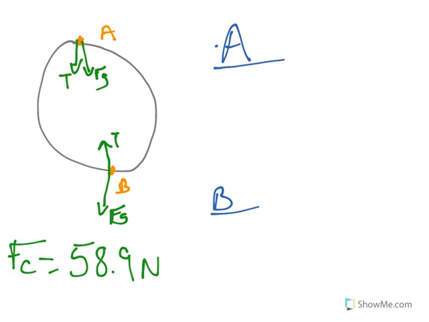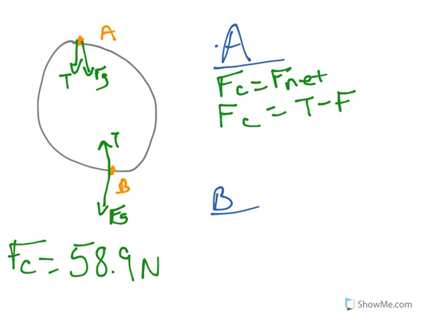Here is our basic setup. We have two forces acting at both points, and we know that the centripetal force is equal to the net force. So the centripetal force at the top is equal to the tension plus the force of gravity. Or sorry, I first said minus, but that's not right. At the top, the tension and the force of gravity are both acting down, so we'll make down the positive direction at point A, so we don't have to worry about negatives.